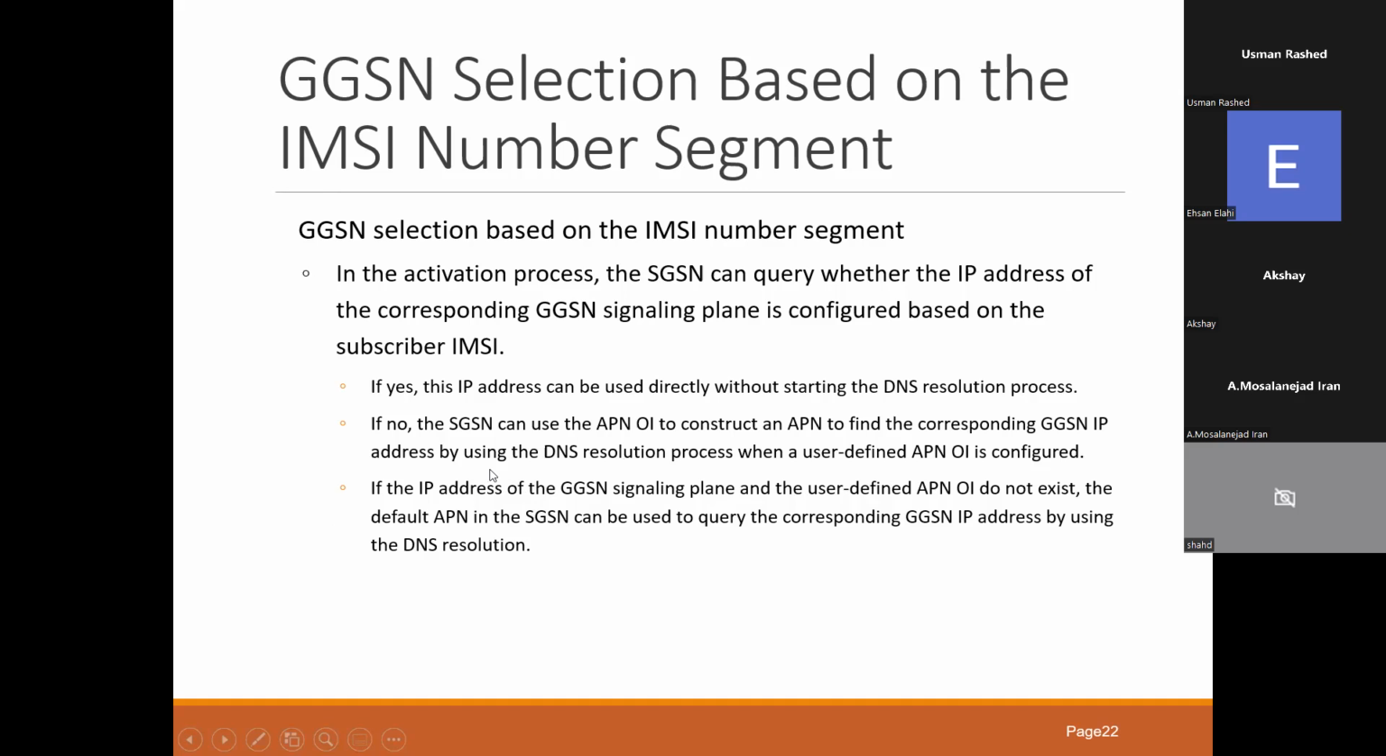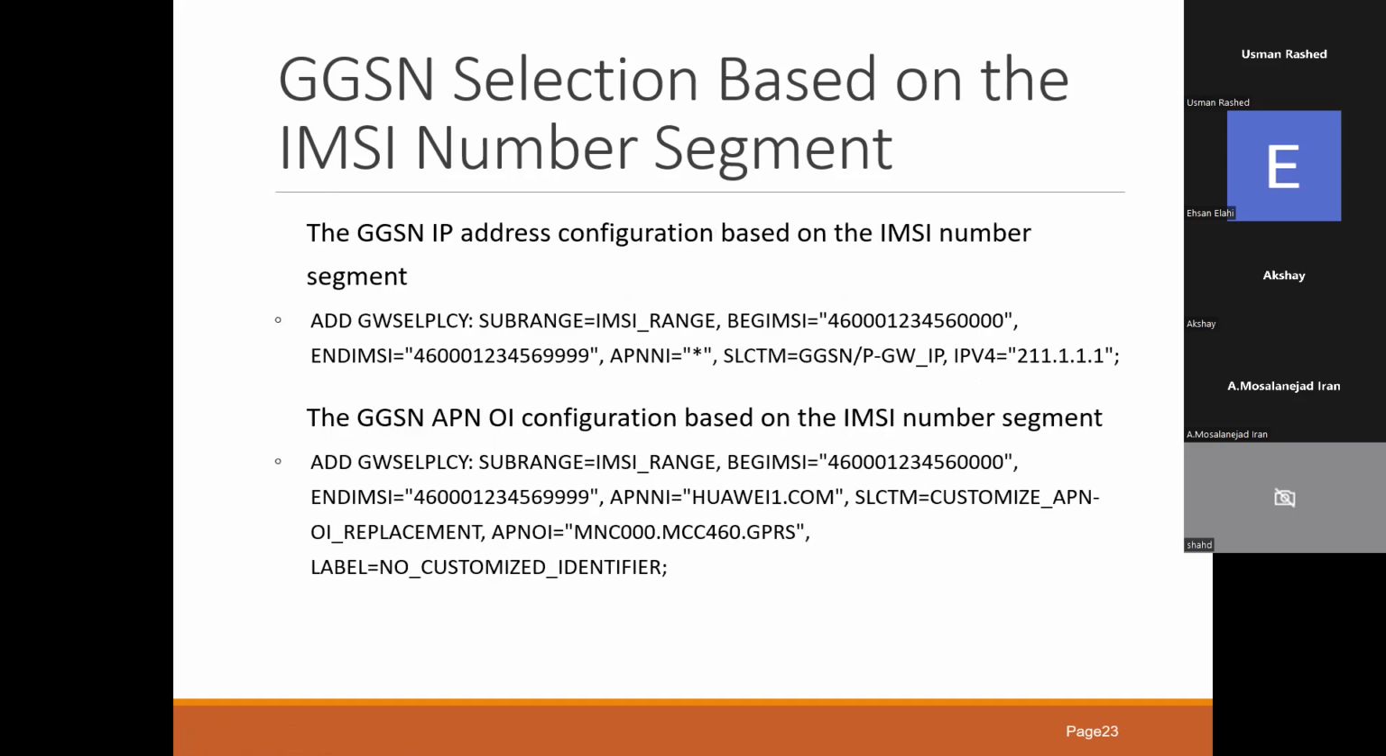or is not provided by HSS. Okay, so specifically the command is this one, the add gateway selection policy.